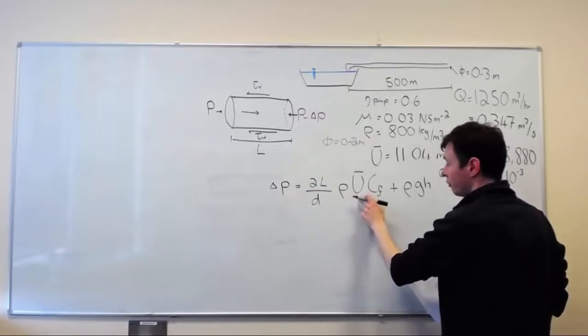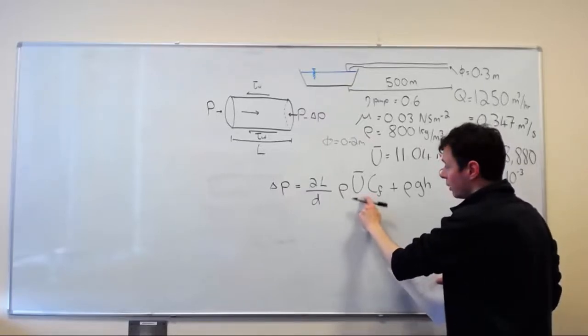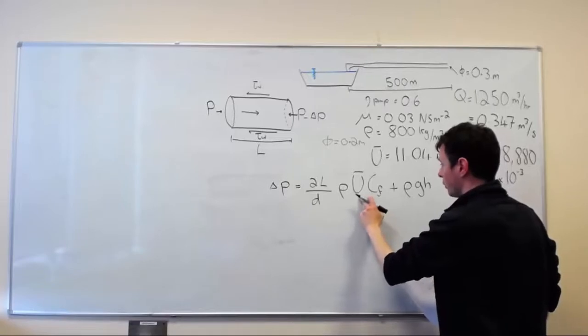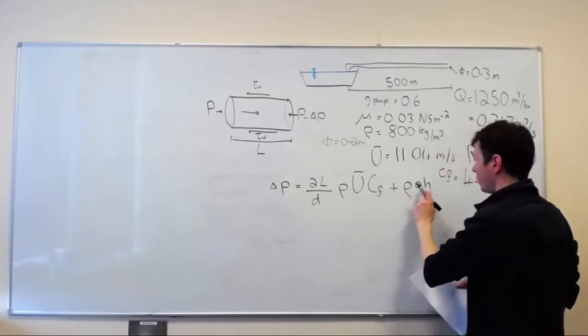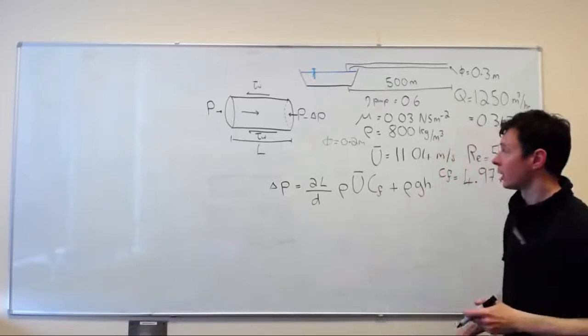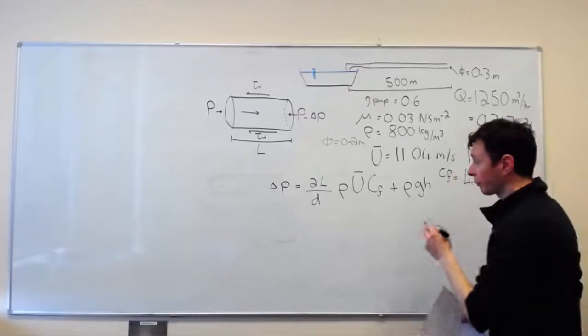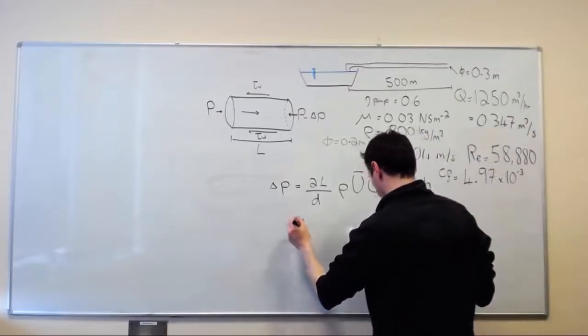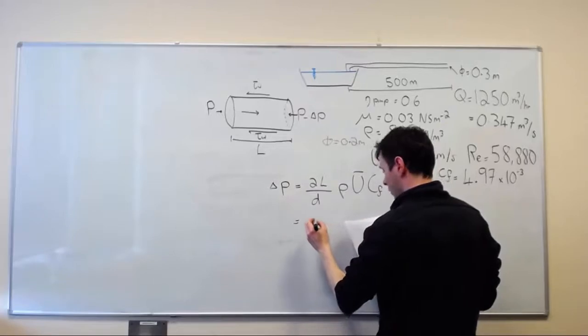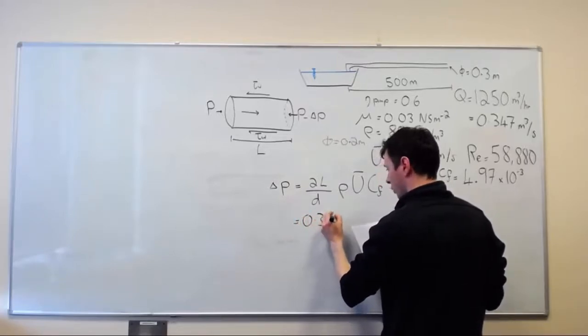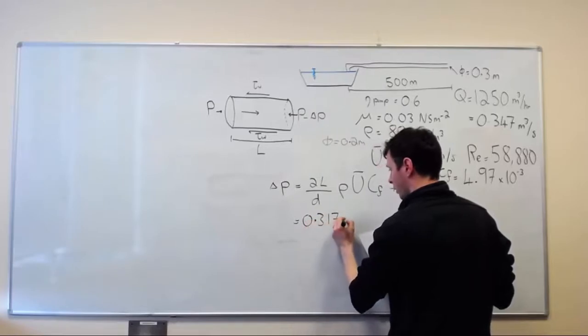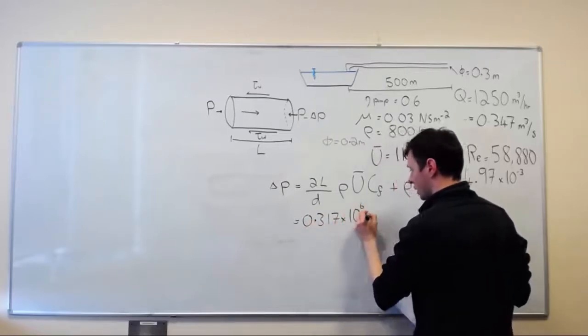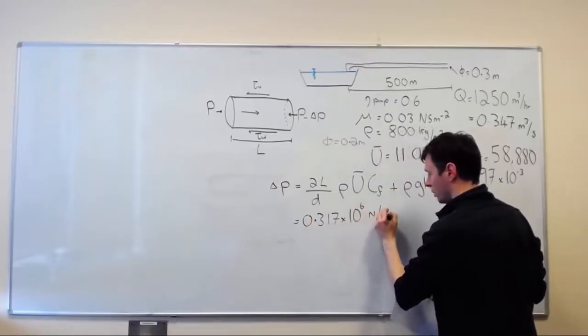Same rho. The new value of average cross-sectional velocity, new value of CF, and then rho GH, where rho is, again, the density of oil. So it gives us a delta P of 0.317 times 10 to the 6 newtons per meter squared.